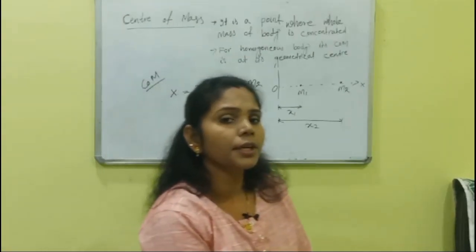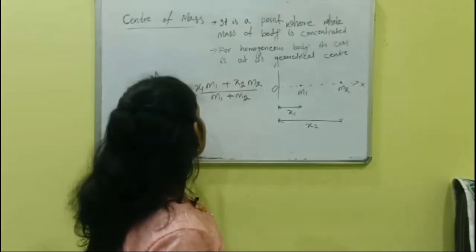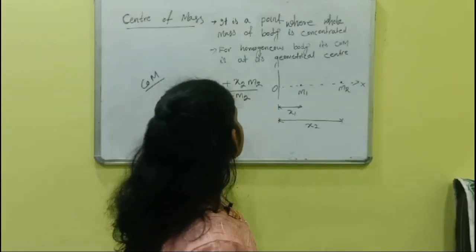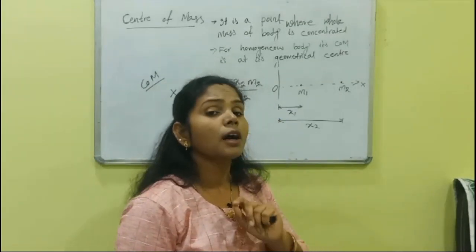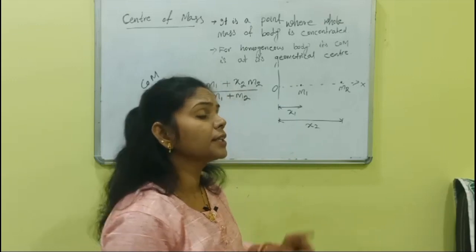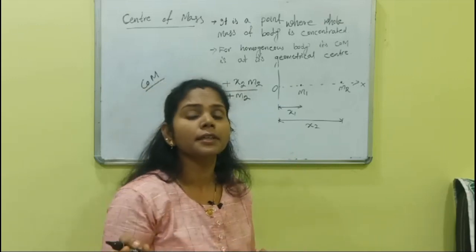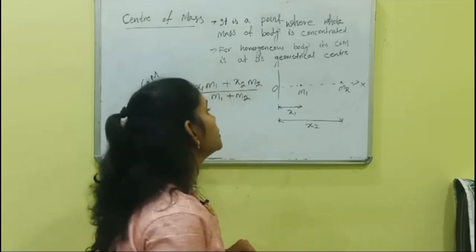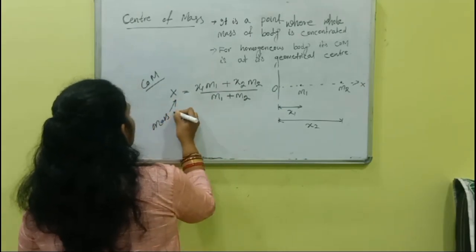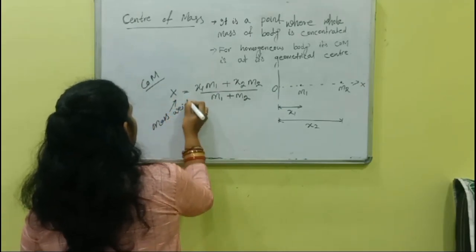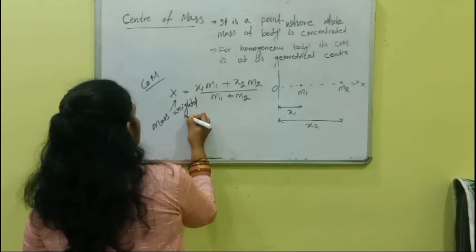Here the coordinate is only x, that's why we are going to find the value of x only. If we take two dimensions, then you have to find x and y. So this one is called the mass weighted mean.